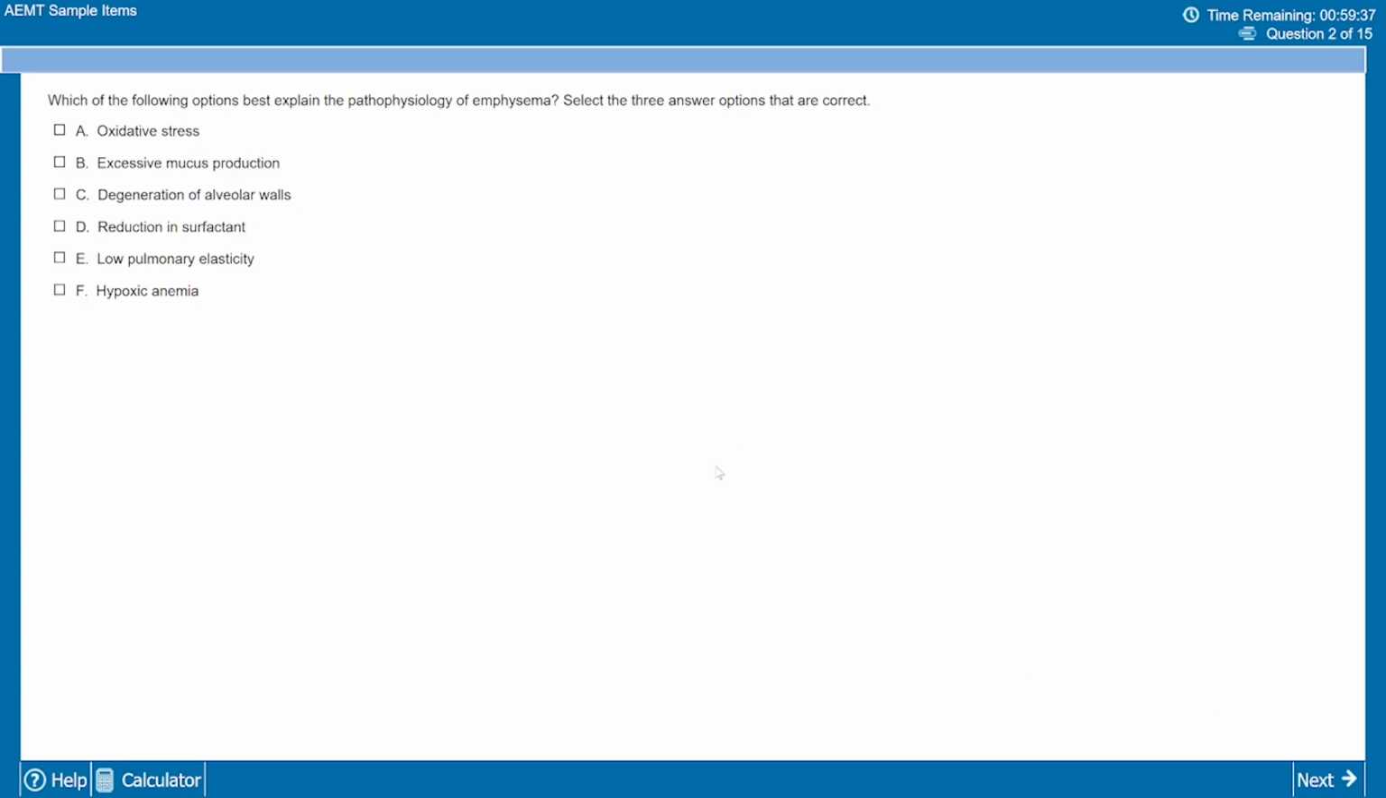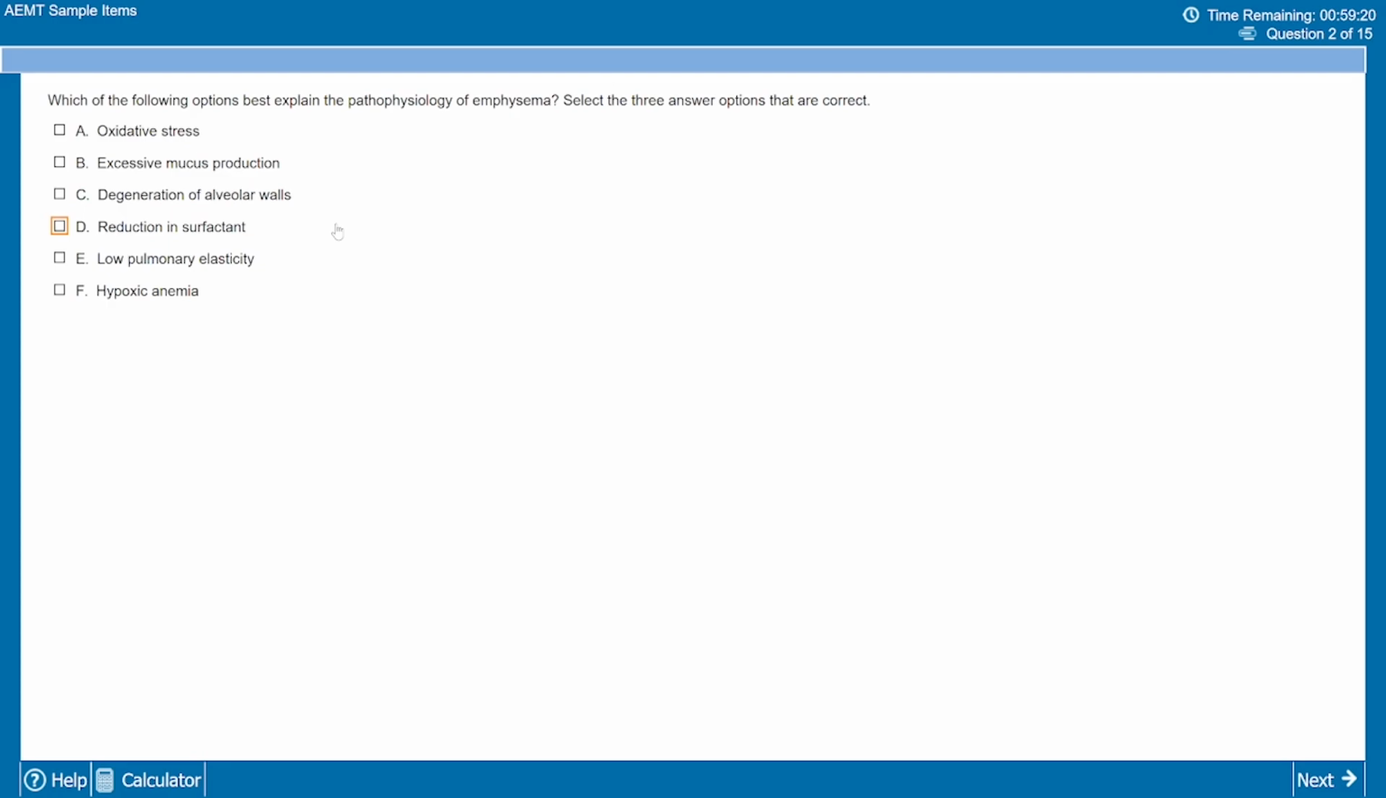All right, for this next question, it says, which of the following options best explains the pathophysiology of emphysema? Select the 3 answer options that are correct. So whenever I would see a question like this, I would think, man, this is a pain in the butt. Holy moly, how am I going to get this right?